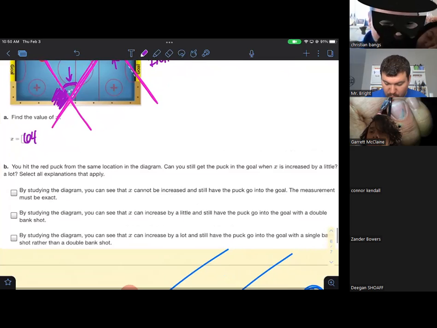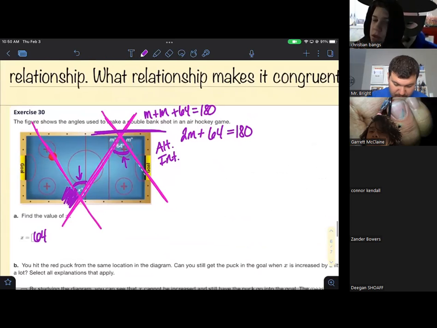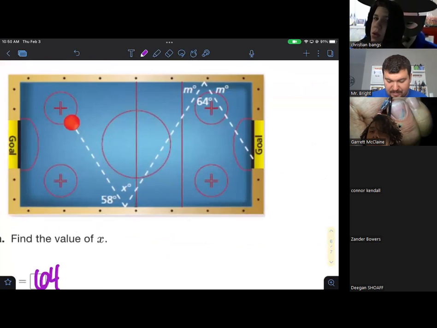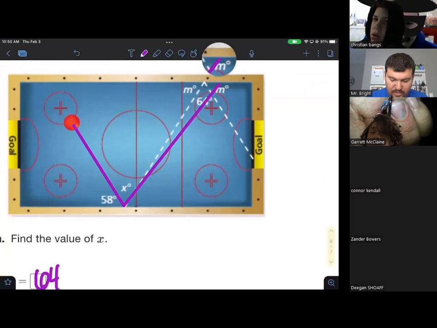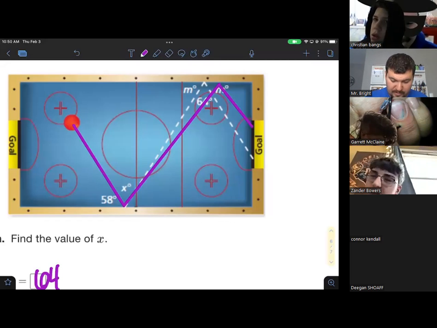It says if you hit the red puck from the same location in the diagram, can you still get the puck in the goal when X is increased a little or by a lot? Okay, so let's think about this. I'm going to erase. Let's say the angle X is increased a little bit. Would you guys agree that's a little bit bigger? Can you still make it into the goal? I think you could, right? If you increase X a little bit.